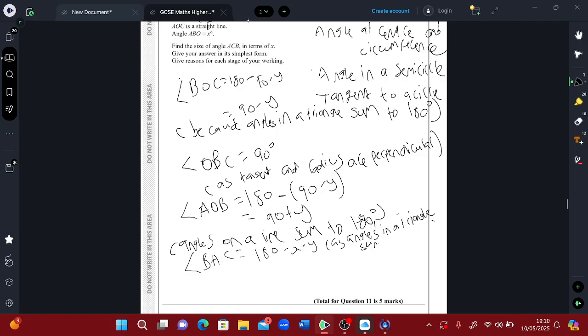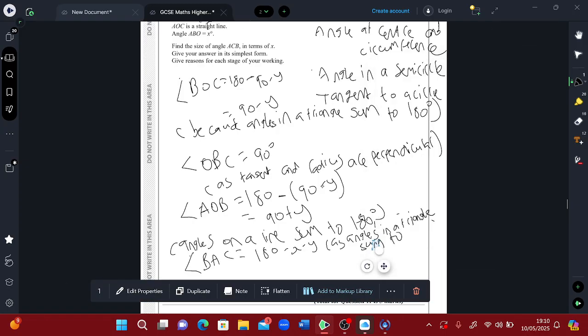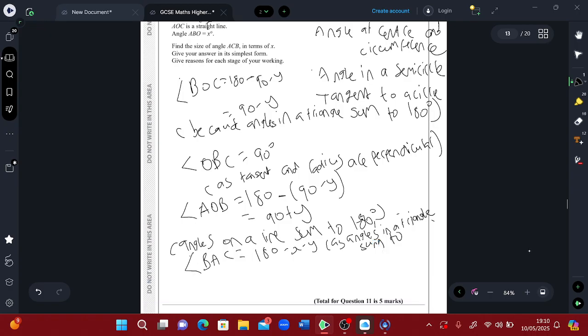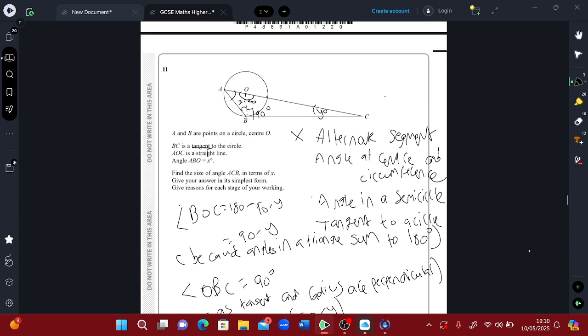sum to 180. Oh God, what am I doing here? Sum to 180. Okay, so actually, we now have some information to piece together what we have. So we know every angle in terms of x or y. That's great. So we know that this triangle here, let's draw it here, ABO. We know this is going to be 90 minus x.